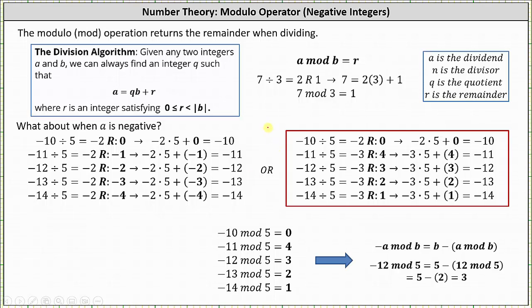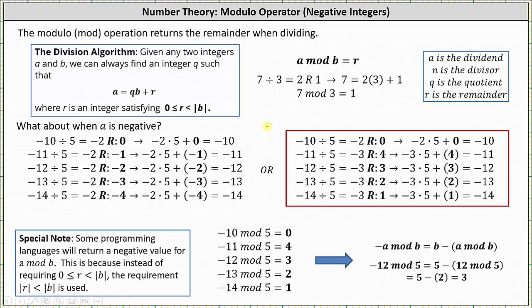With all that said, I do want to mention some programming languages will return a negative value for A mod B. This is because instead of requiring R to be greater than or equal to 0 and less than the absolute value of B, the requirement is the absolute value of R must be less than the absolute value of B. But we're going to stick to the requirement for R given by the division algorithm. Let's look at some more examples.